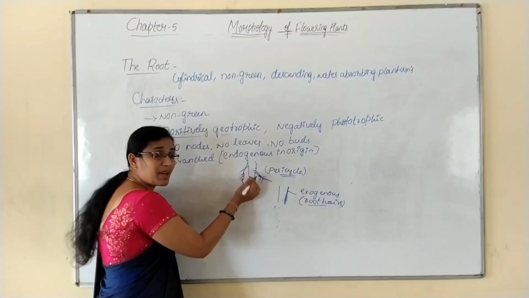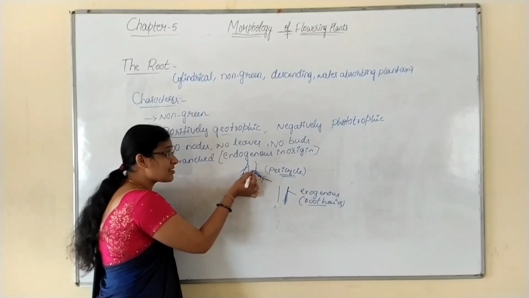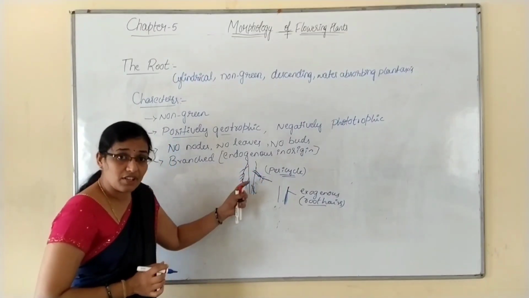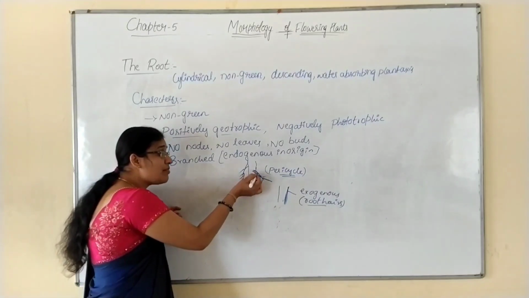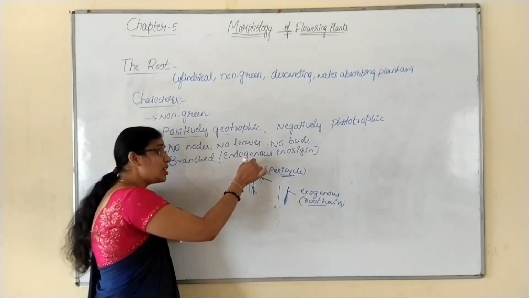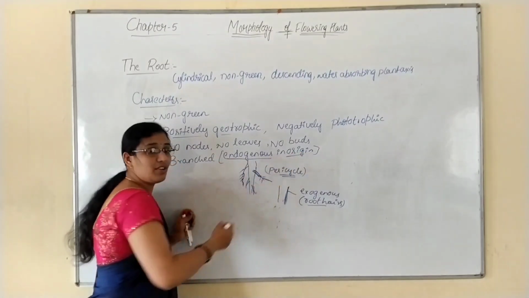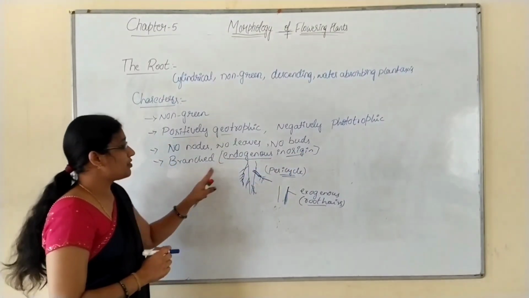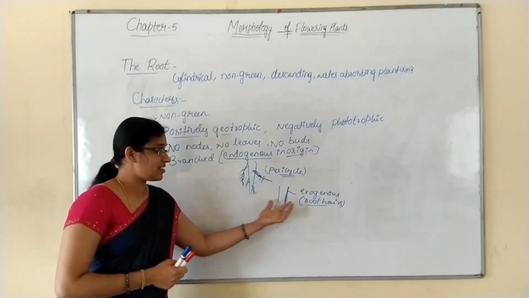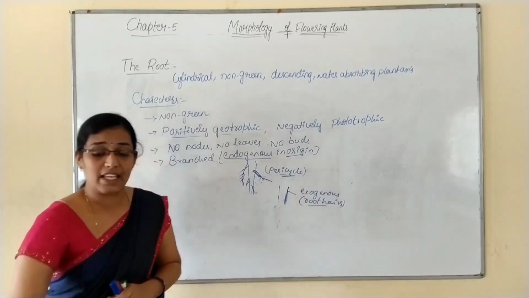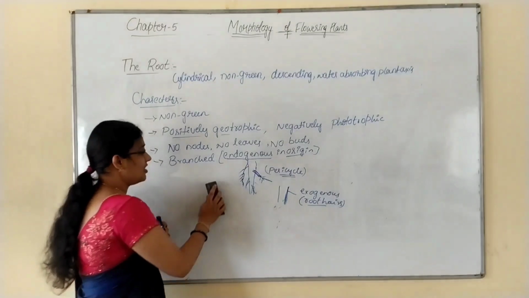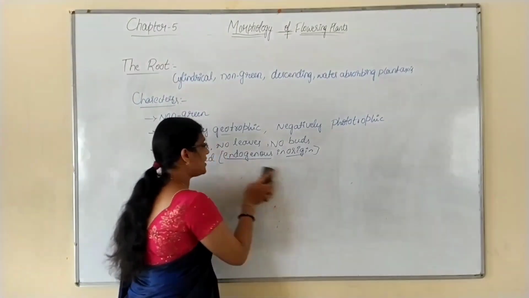Whereas these lateral branches or side branches of the roots arise from within the root. Arising from within the root is called endogenous. So the branches of roots are endogenous in origin, whereas root hairs are exogenous in origin. So that is about the branches.